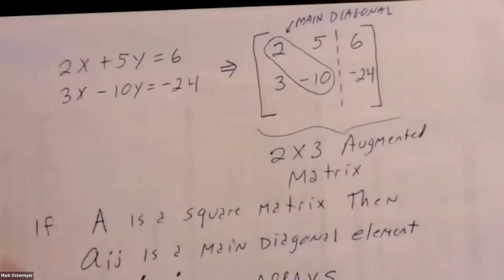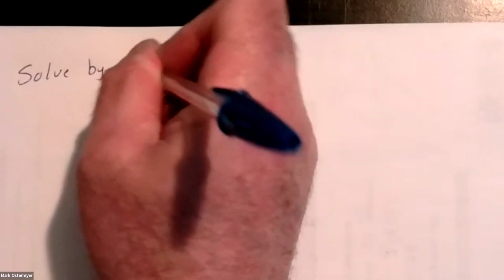All right, so here we go. All right, so we're going to try to solve by Gaussian elimination.